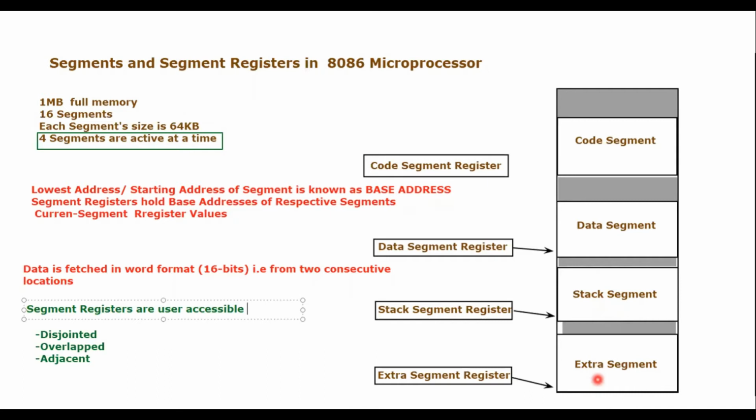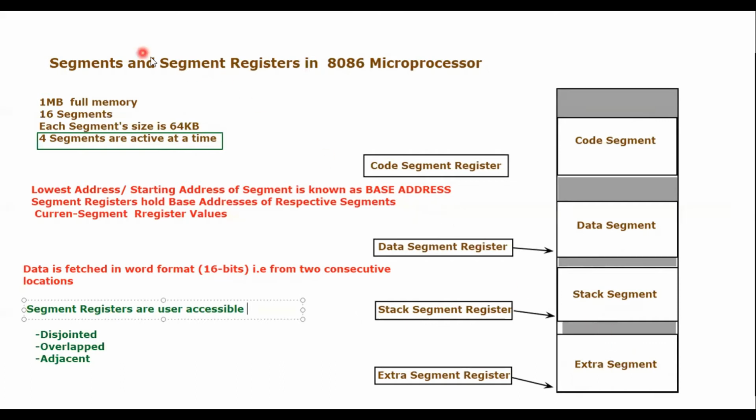The fourth segment is the extra segment. Extra segment is basically a supplement for the data segment. Once the data segment is full and you still require some storage place to put some data, then the user can use the extra segment. So the extra segment is another data segment.